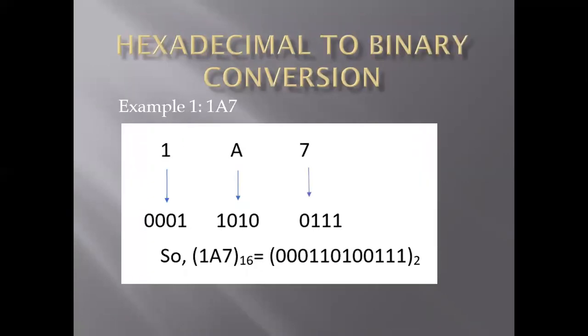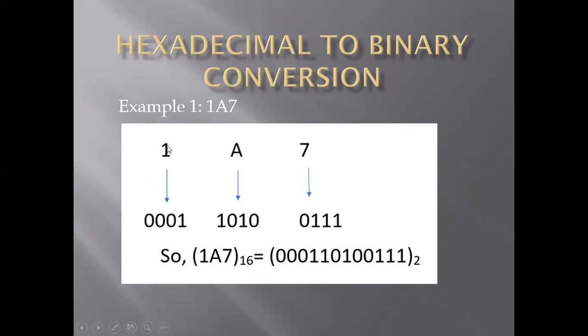Now conversion of hexadecimal to binary. The conversion from hex to binary is performed by converting each hex digit to its 4-bit binary equivalent. We can understand it with an example. First example, 1A7.